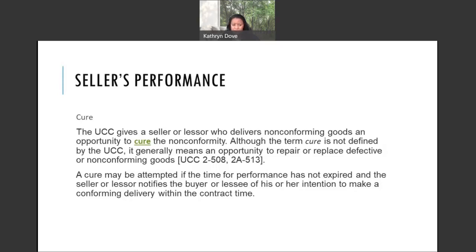A cure may be attempted if the time for performance has not expired, and the seller notifies the buyer of his intention to make a conforming delivery within the contract time.